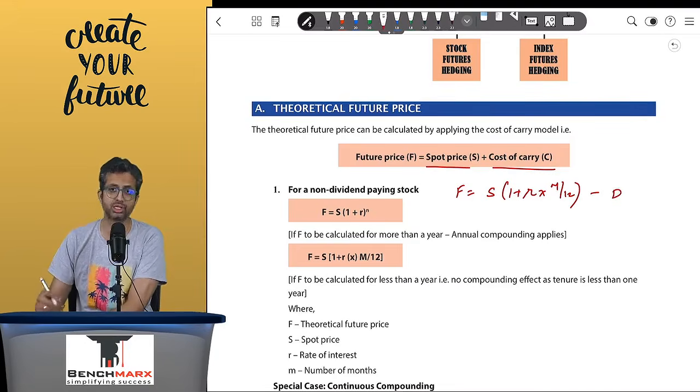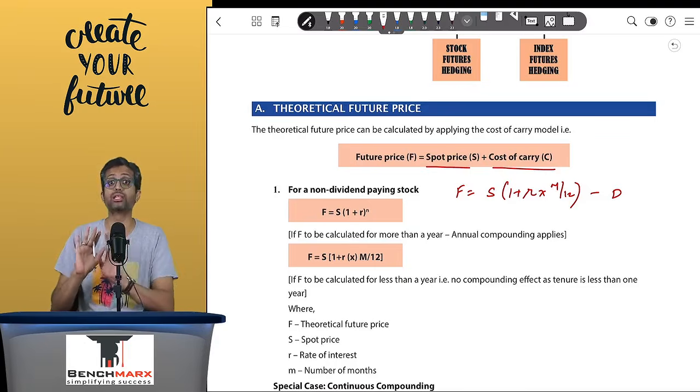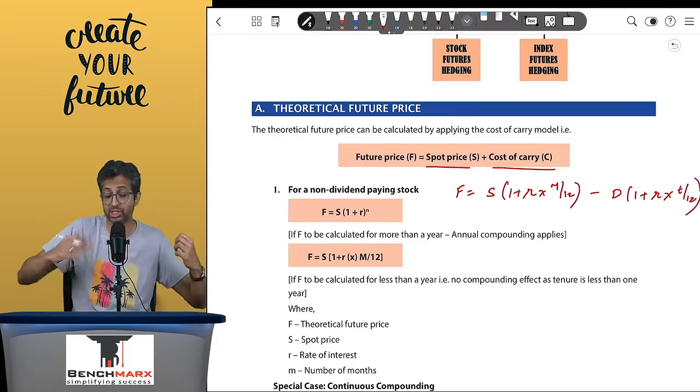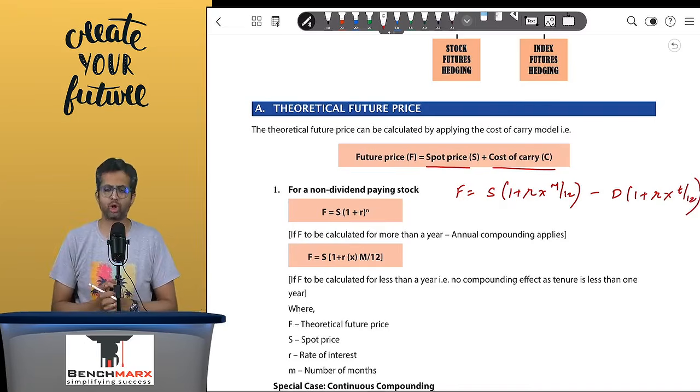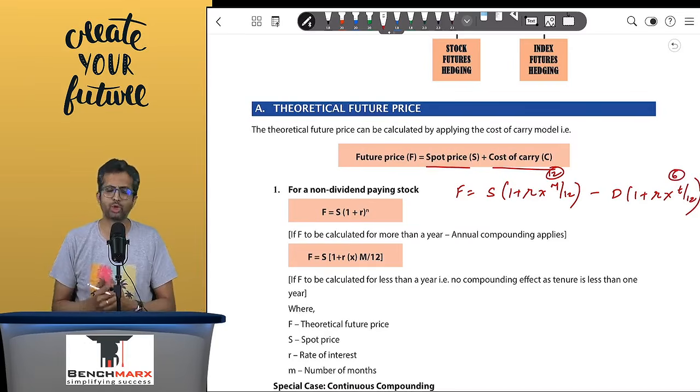Well, if the dividend is received after 6 months, the contract still has another 6 months to go. We want to take all the prices to the future because you want the future price. So this is dividend into 1 plus R into, let us say, T by 12. T is the time from the date the dividend is received till the time, let us say, the contract expires. So if it's a 12-month contract and the dividend is received after 6 months, you will do 12 minus 6, so 6 by 12.